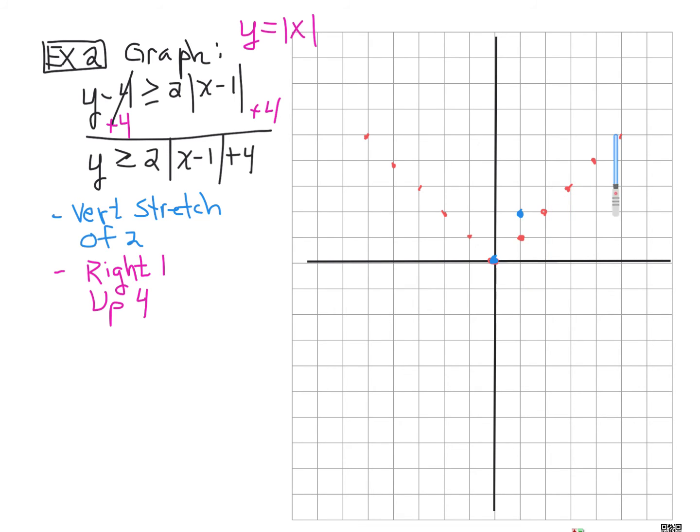I'm not going to do it to every single point. I'm going to start here at the vertex. I went up 2 to the right 1. That's my slope of 2. And then continue in that pattern: up 2 to the right 1, up 2 to the right 1. So this becomes my stretch.